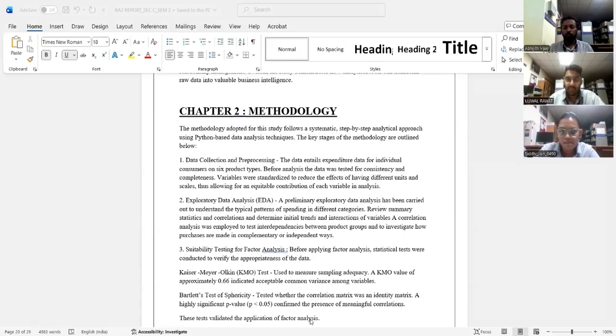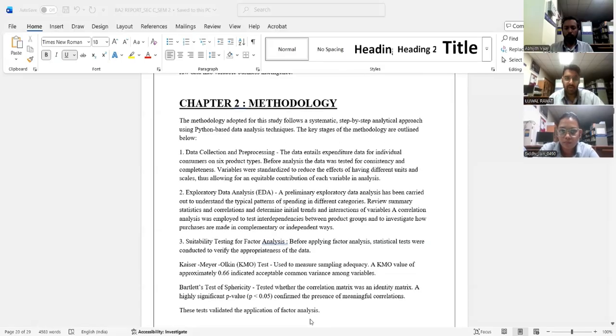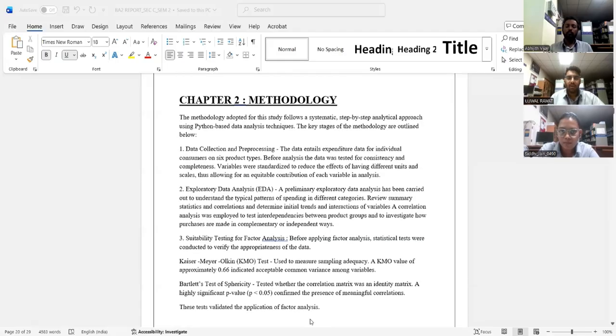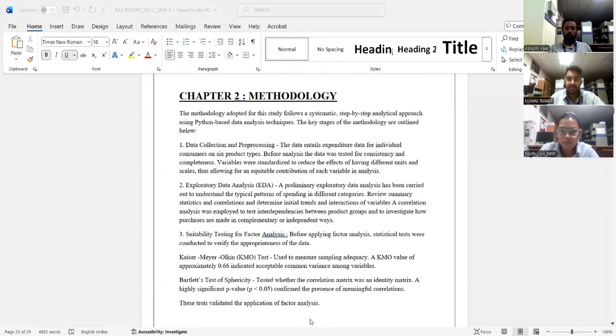First step is data pre-processing. We checked for missing values and standardized variables because spending ranges differ. For example, grocery spending is much higher than delicatessen. This ensures fair comparison across variables. Now I will tell you about exploratory data analysis (EDA). We first tried to understand the data visually and statistically: mean, spending, variability, and relationships between product categories. This helped us understand initial trends, but EDA alone was not sufficient.